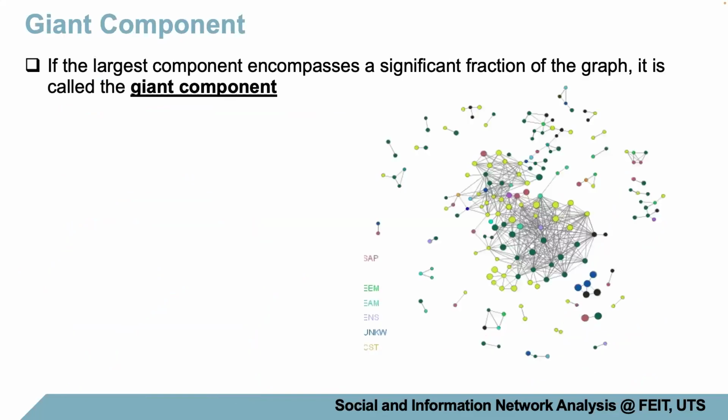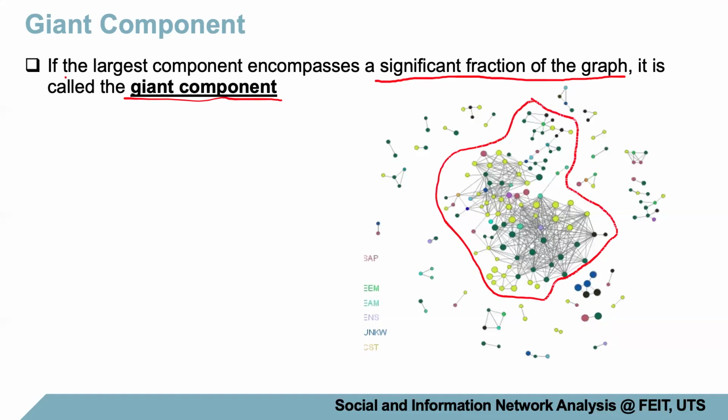connectivity. So another definition is called giant component. If the largest component in a network has a significant fraction of the graph, or it includes most of the nodes in the graph, then we call it a giant component. Like in this network, the component in the middle is a giant component because it contains most of the nodes in the graph.